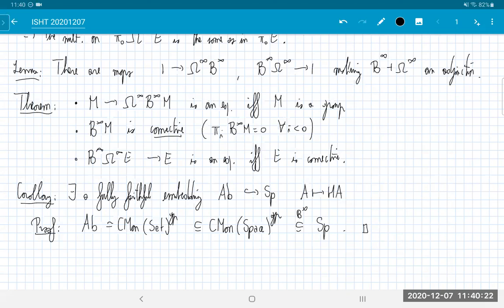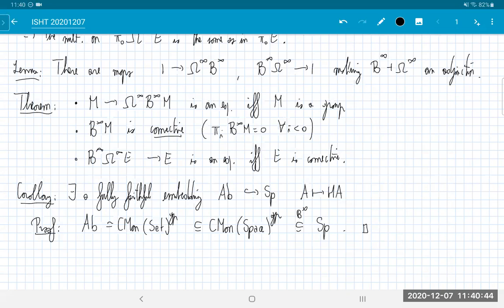Is there a relation between this recognition principle and the relation between simplicial abelian groups and chain complexes? Yes and no. You are right, there is a similar thing.